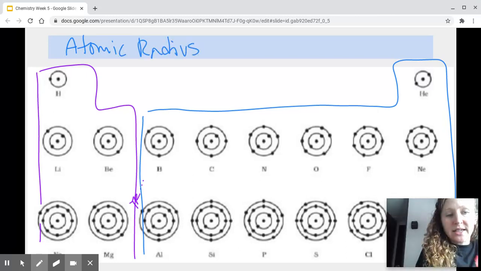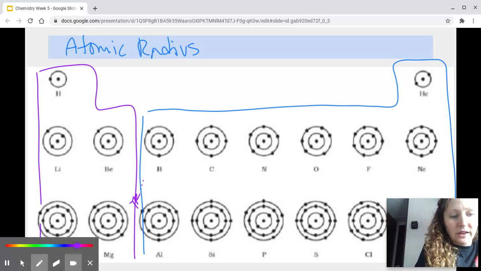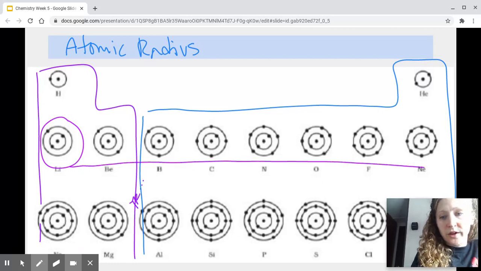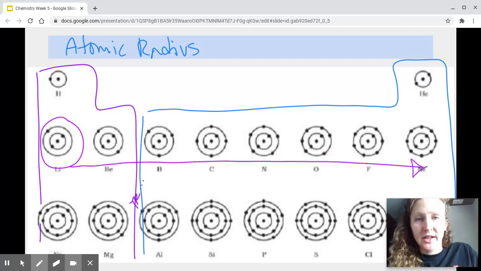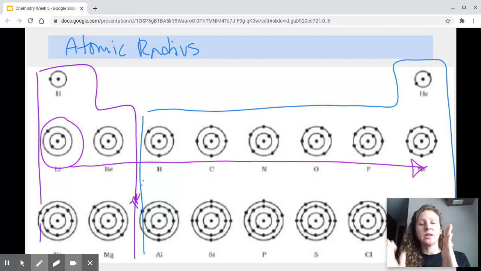And we're going to look at the atomic radius from the left to the right of the periodic table. So if we look at the atomic radius, the distance between the nucleus and the valence electron, notice there's a couple things that are changing from left to right.